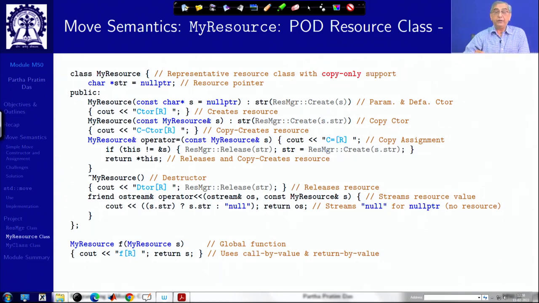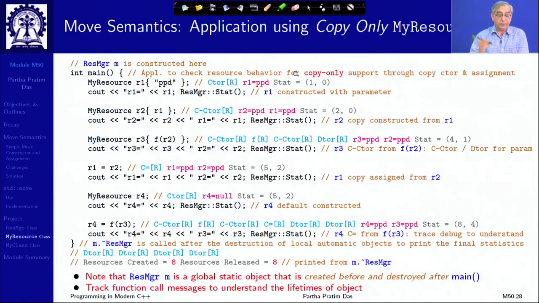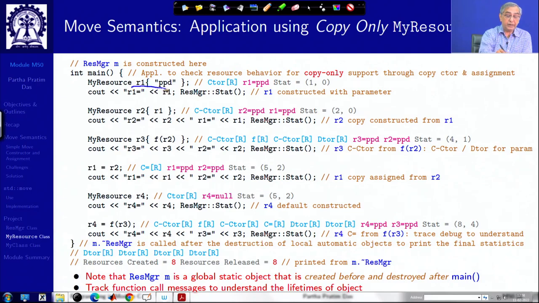So, this is a copy only version, and if you look into that, there are a couple of things that we are doing. We are constructing a resource object by parameterized construction, we are doing a copy construction, we are passing it to a function which simply returns that same object. So, kind of a move that does not do the move semantics, it just takes the object and copies it, call by value, return by value. What happens if you do that?